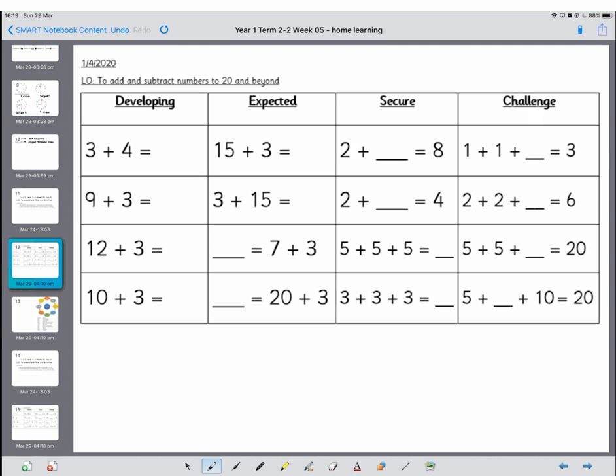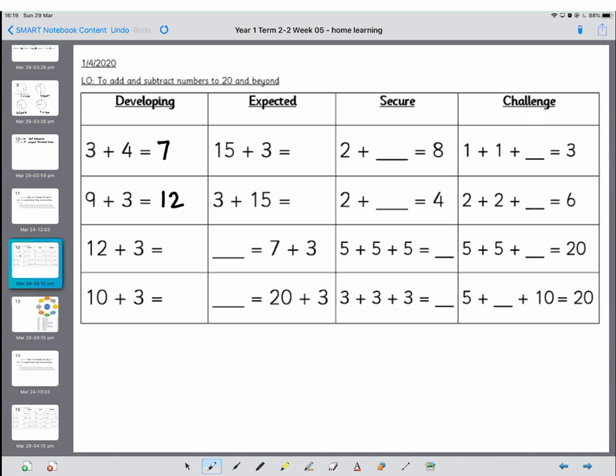Okay, so the first question is 3 plus 4. Probably did that on your number beads, and that makes 7. Your next one is 9 plus 3. Again, you probably could have used the number beads, or you could have counted on a ruler. If you counted on a ruler, 9 to 10 is 1 jump, 10 to 11 is 2 jumps, 11 to 12 is 3 jumps. So the answer would be 12.